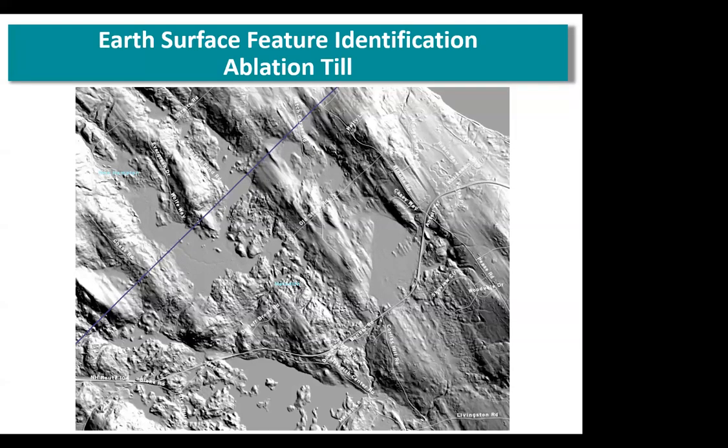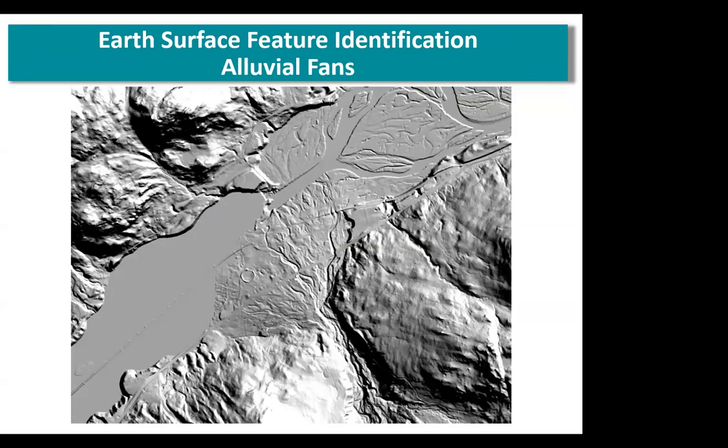Now, when that ablation till was mapped on the geologic map that was created for the Meredith area, we did not have the benefit of LiDAR at that time. But if you look at that map now, you can very plainly see where that ablation till is. And that's actually a map unit we map on our geologic maps. So this is an example of how you can use LiDAR today to aid the geologic maps that we create.